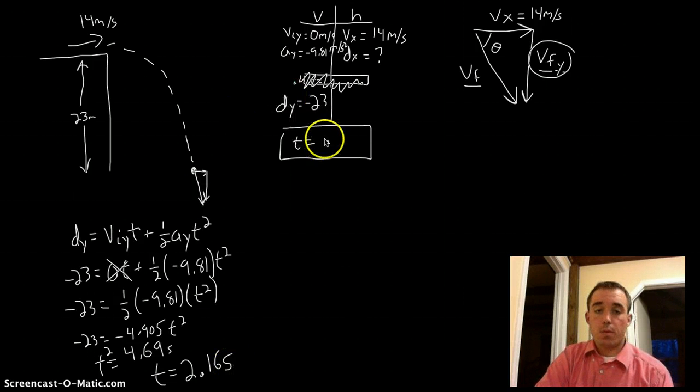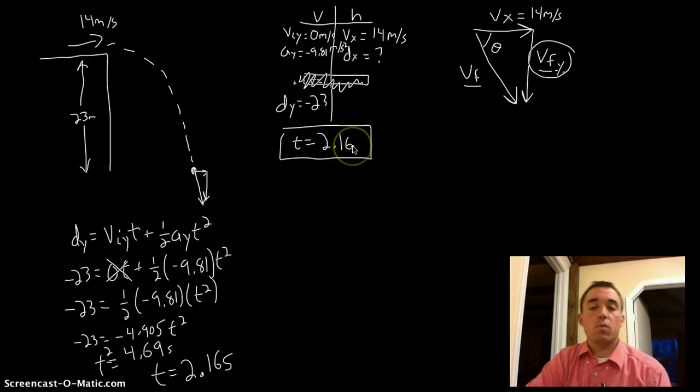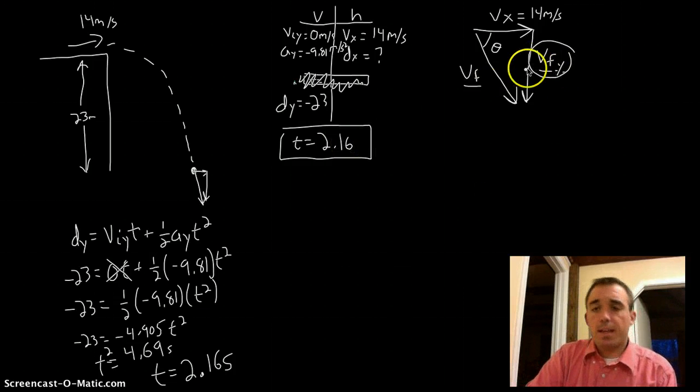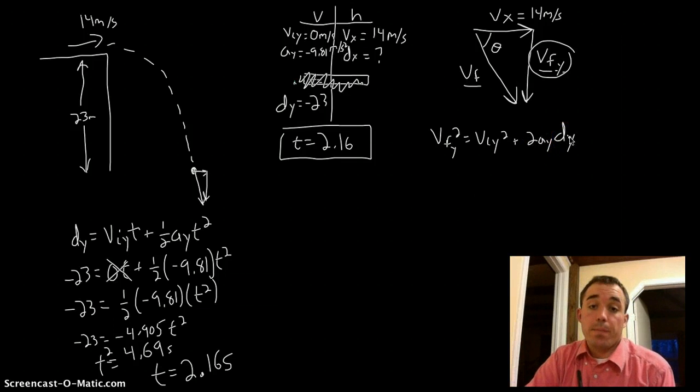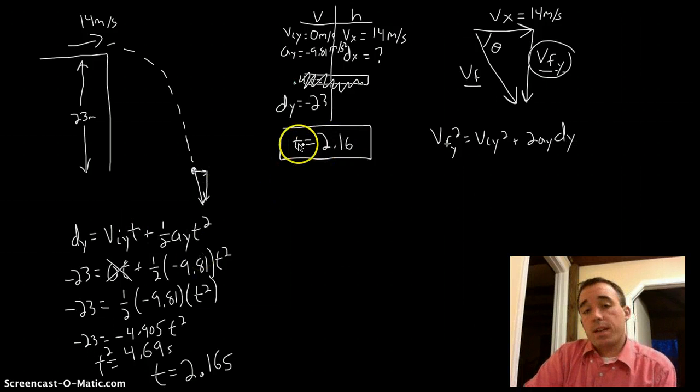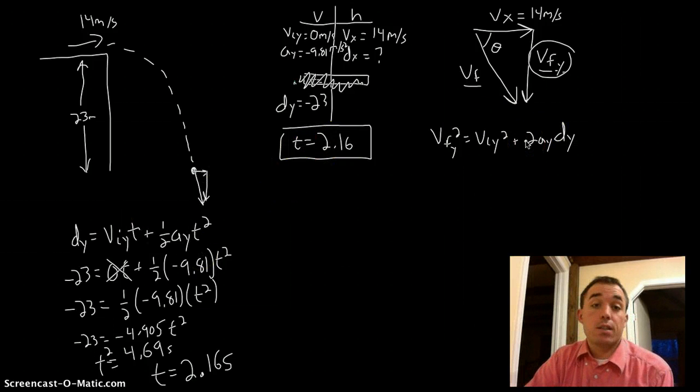All right, so now what do we do with this? You may be thinking to yourself, Recore, what's going on? Why do I need to find time to find VFY when I have this equation, VF squared equals VIY squared plus 2AY d? And you'd be right. I didn't need to find time to find this. It turns out that I do need to use time for part B, so I needed to calculate it anyway.